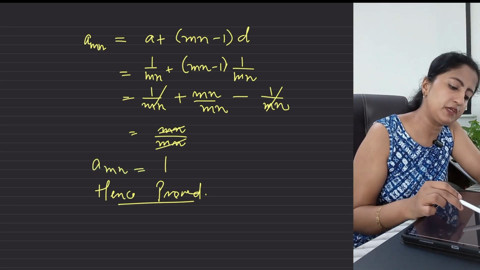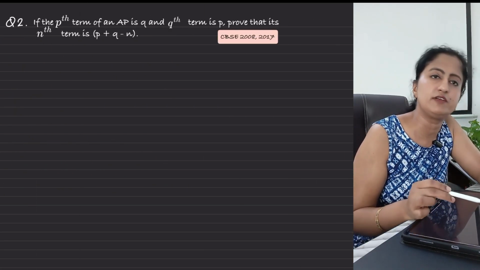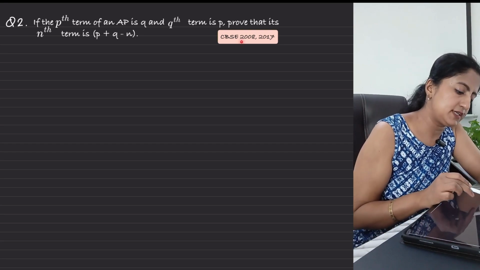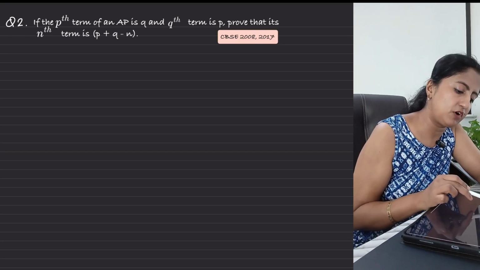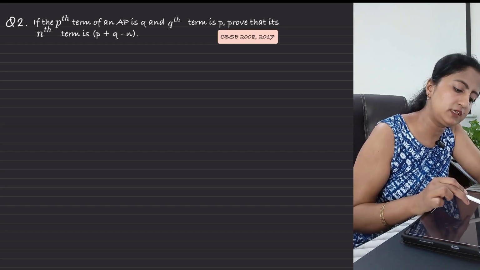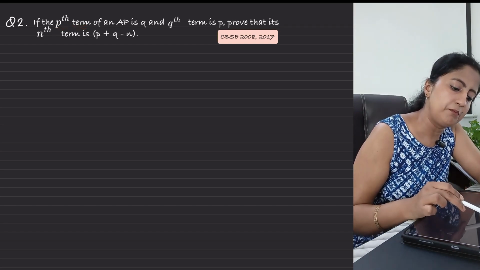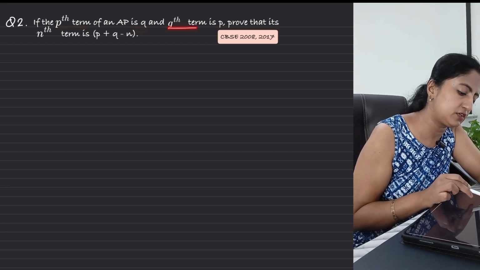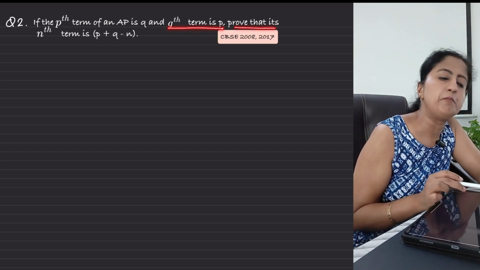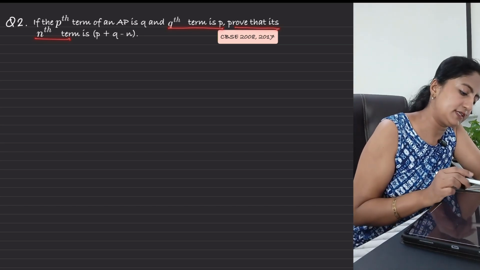This question had appeared in 2008 and 2017. The question says, if the pth term of an AP is Q and qth term is P, prove that its nth term is P plus Q minus N. So let's start doing it.